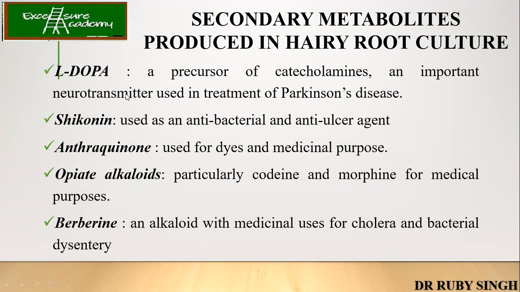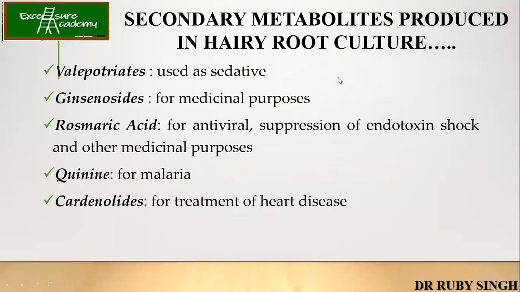So you have got L-DOPA, which we know is a precursor of catecholamines. It's a neurotransmitter which is used for the treatment of Parkinson's disease. Then chiconine, an antibacterial, anti-ulcer agent. Anthraquinone is used for dyes and medicinal purposes. Opiates, particularly codeine and morphine. And berberine, an alkaloid with medicinal uses against cholera and bacterial dysentery. You can also have valepotriates as a sedative, ginsenosides for medicinal purposes, rosmarinic acid, quinine, carotenoids, etc. So all these are produced using hairy root culture.